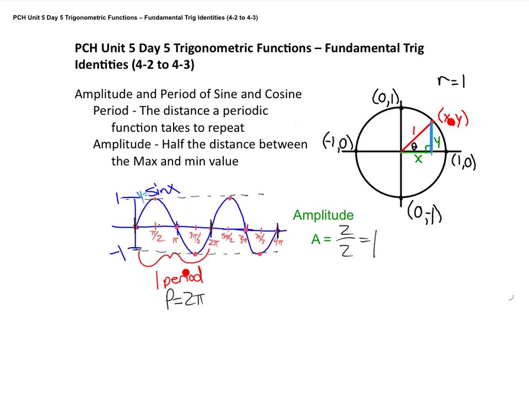And that's something you need to just get comfortable with and know. The period is 2 pi, the amplitude's 1, unless we transform it somehow. And by the way, we are going to work a lot with transforming this graph.